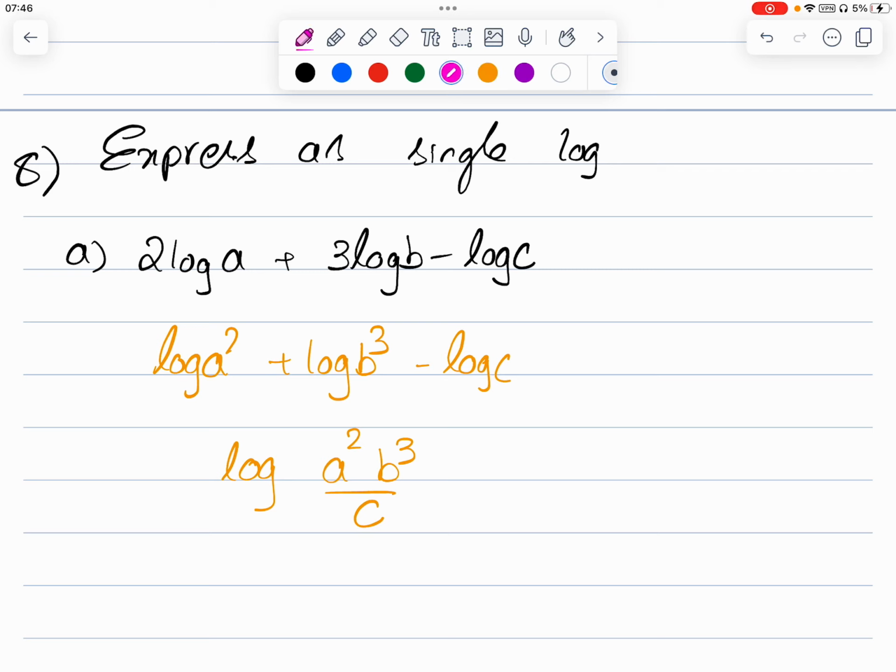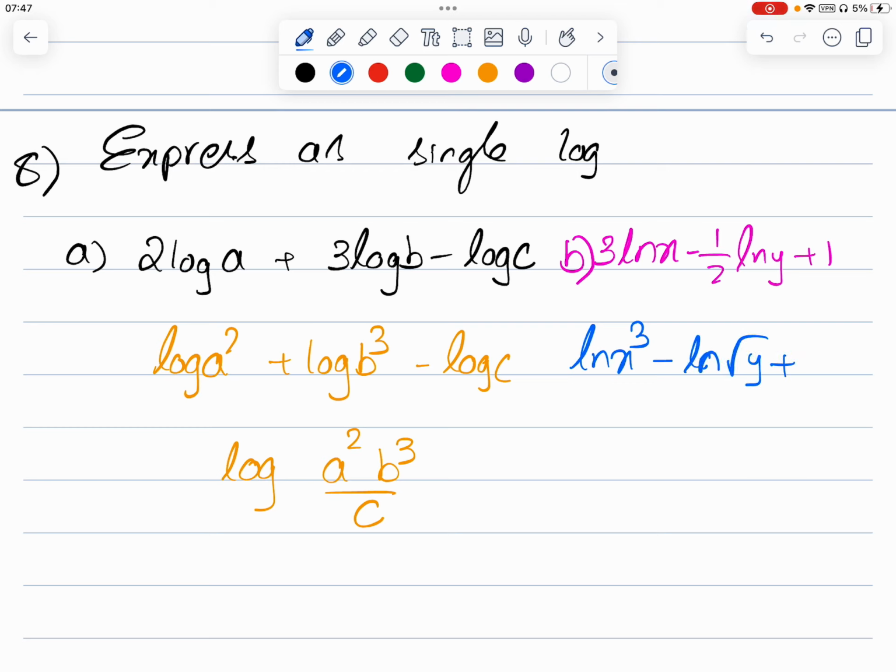Next, second part B in that one. 3 ln x minus 1 upon 2 ln (y plus 1). So how do I express that one? It becomes ln x cubed minus ln square root of y plus 1. 1 can be written as ln e. So addition becomes multiplication and minus becomes division. This is going to be the answer.